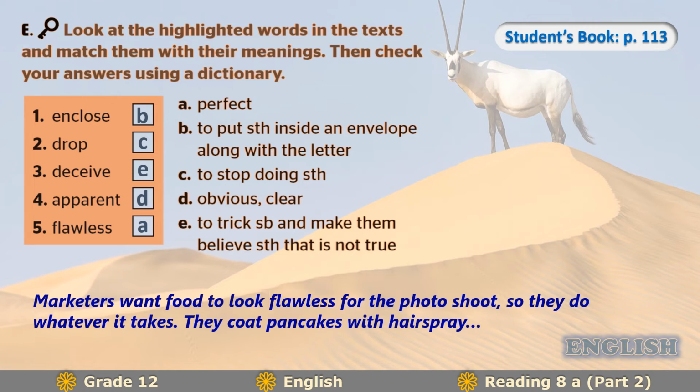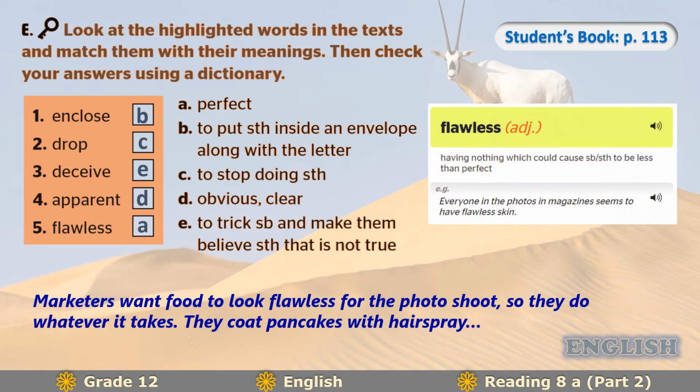And again, we need to make sure that our answer is correct and to see if our guess was something near to perfect. And we will see the word flawless in the dictionary, and its meaning says that it means having nothing which could cause somebody or something to be less than perfect. And there is a sentence which says everyone in the photos in the magazine seems to have flawless skin. So flawless skin means that their skin is something like perfect.